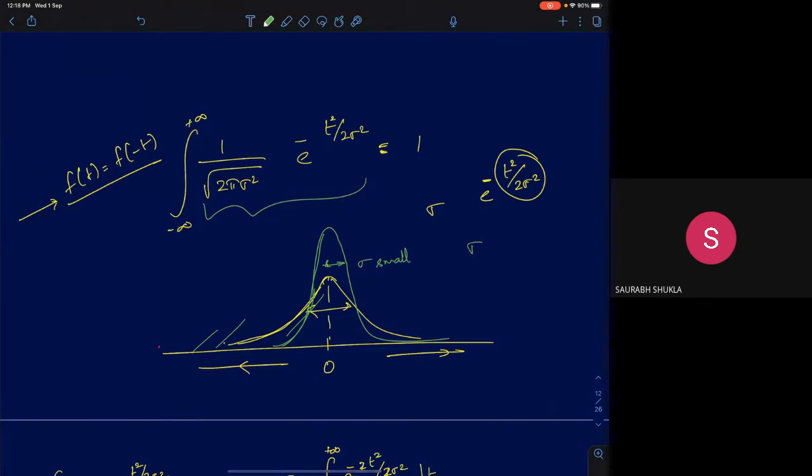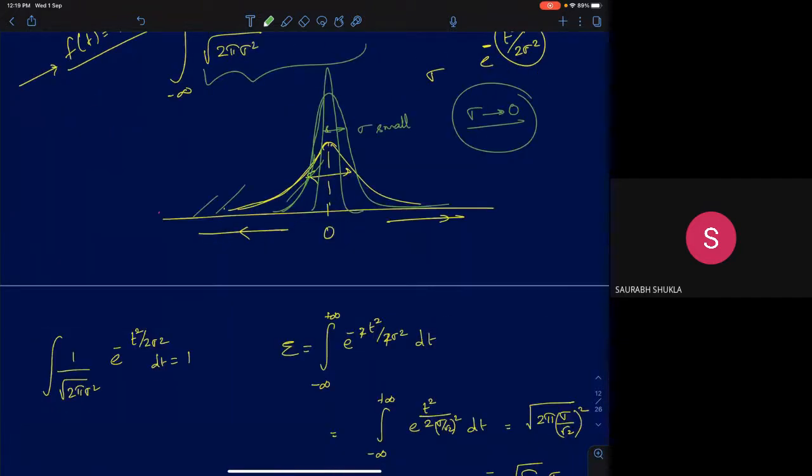Eventually, as sigma tends to 0, what do you think will happen to this function? The function will shrink to smaller and smaller widths. But remember, the area is independent of sigma. The area is always 1. It will approach an impulse function, the Dirac delta function. A Gaussian function with negligibly small variance will eventually approach an impulse function.